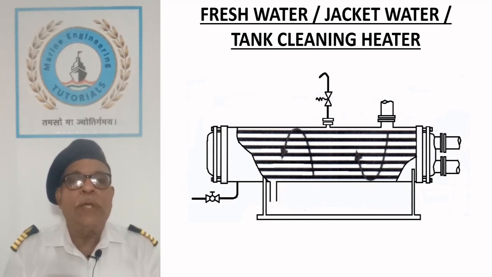Fresh water, jacket water or tank cleaning heater. The sketch shows a two-part shell and tube type heat exchanger used for heating domestic fresh water, diesel engine cooling water or seawater for cleaning of cargo tank on oil tankers.